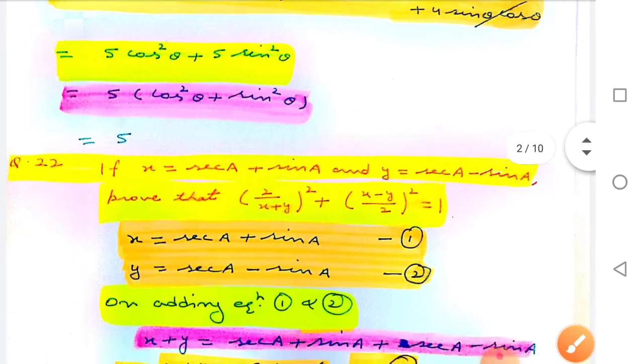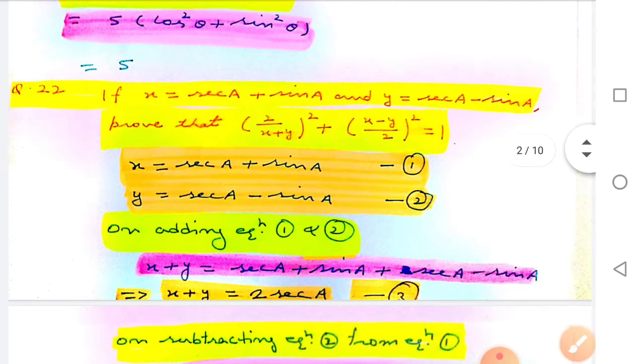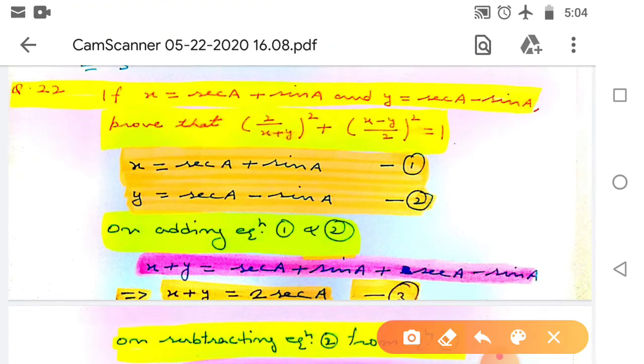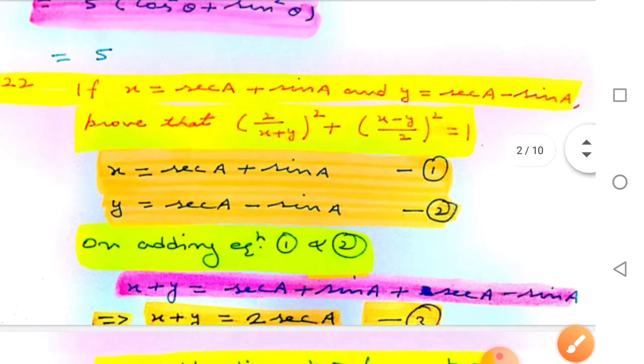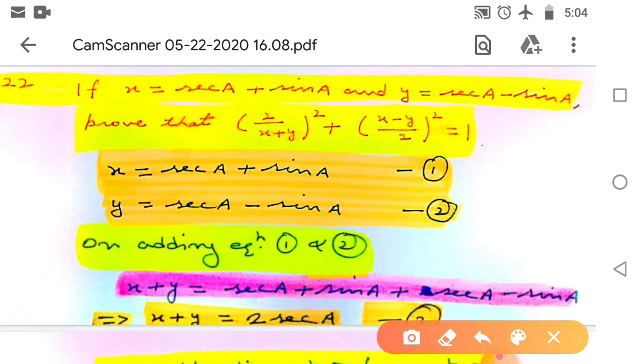Now, come to question number 22. The question number 22 is: if x is equal to sec A plus sin A, this is the value of x, and y is equal to sec A minus sin A.